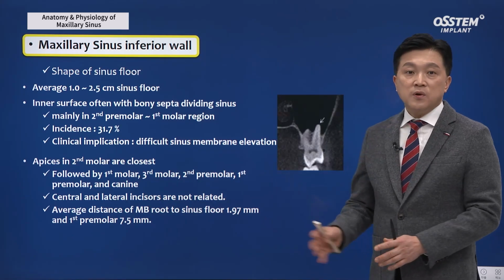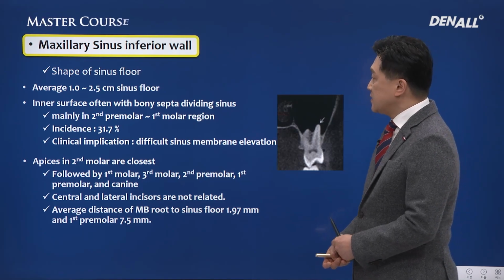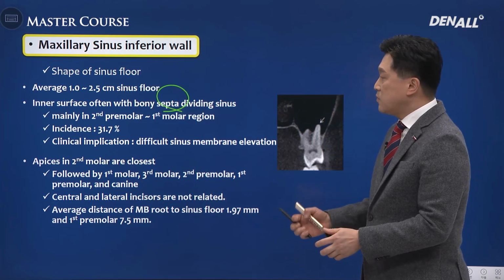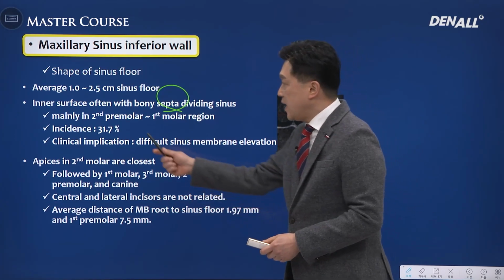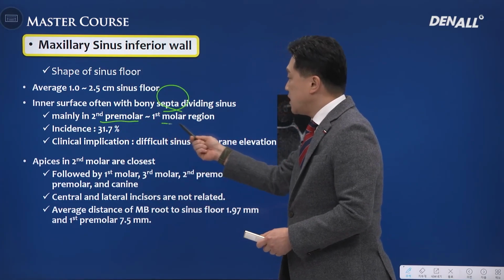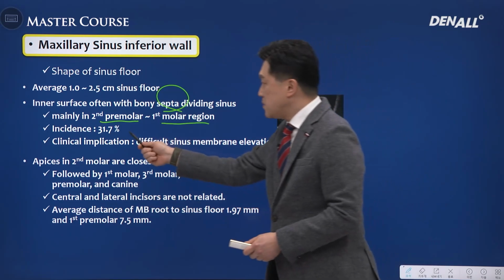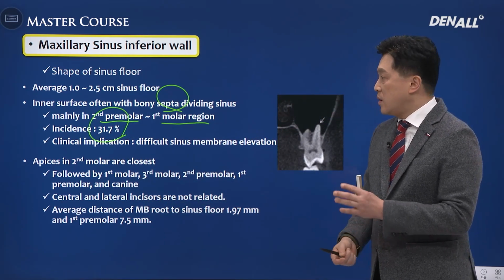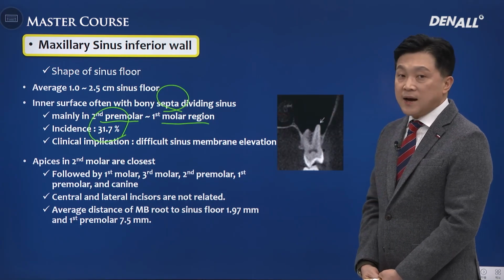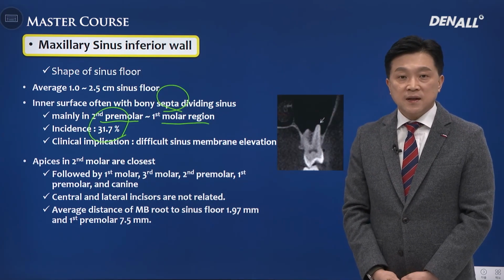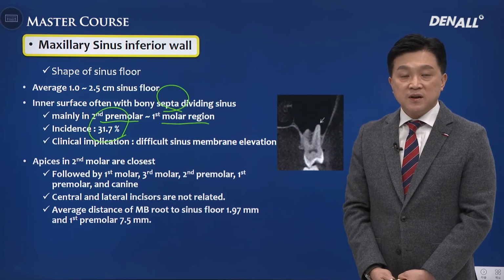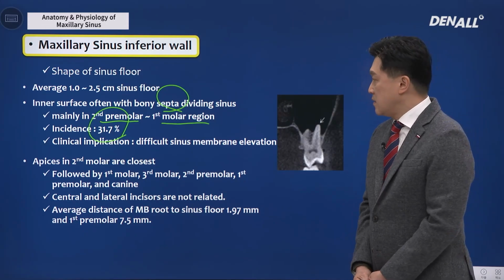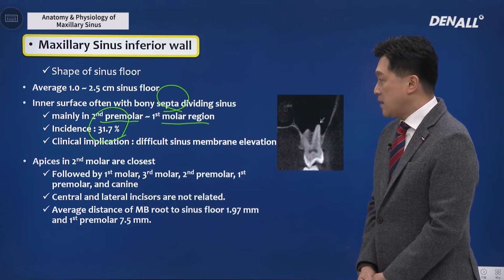This affects the shape of the sinus floor. And there is a septa dividing the sinus. Septa is most frequently observed between the second premolar and first molar region. The incidence rate is about 31.7%. The clinical implication of sinus septa is that it becomes more difficult in doing sinus membrane elevation. This is a structure that makes it more difficult.